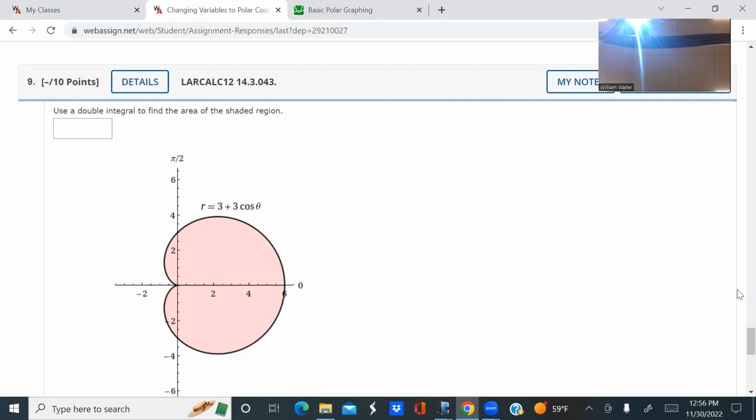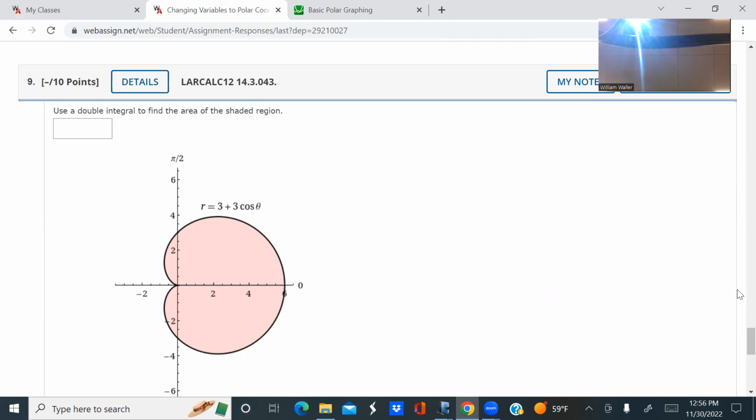Here we want to use a double integral, but we're not computing the volume, just computing the area of this shaded region. That curve, by the way, is called a cardioid. So we want to find just the area of that cardioid. That's a challenging area to find, right? Because that's not a standard geometric shape.